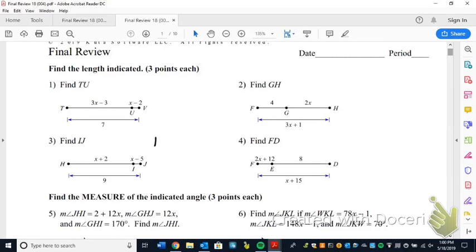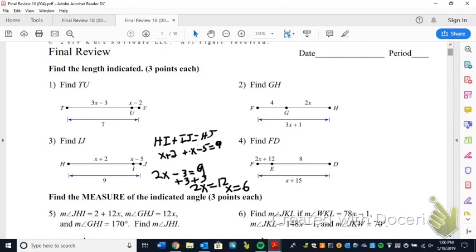So number 3. We're going H to I, that distance, plus the distance from I to J equals the distance from H to J. So we get x plus 2 plus x plus 5. So we have x plus x, that's 2x. Plus 2 minus 5 is negative 3, equals 9. So we add 3 to both sides, and we get 2x equals 12. Divide both sides by 2, and we get x equals 6.